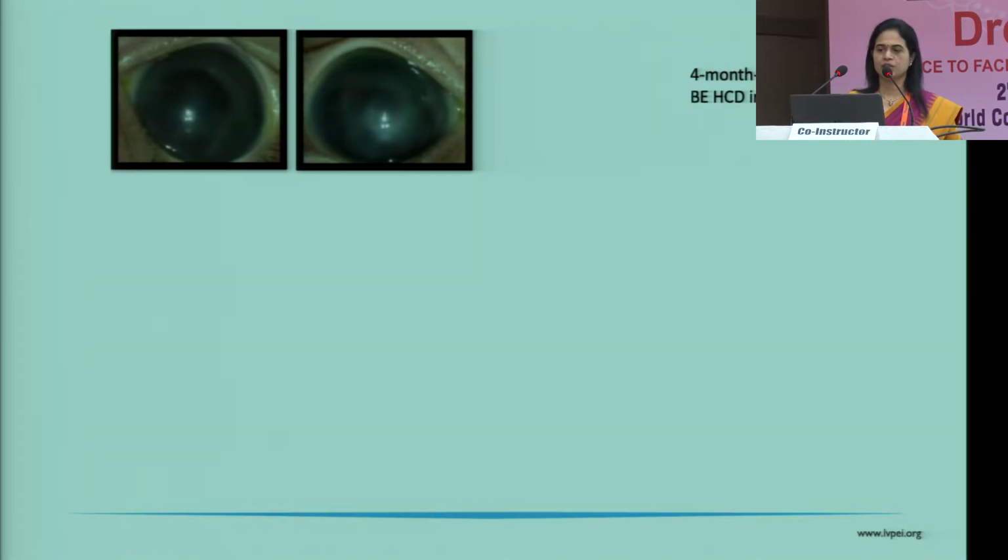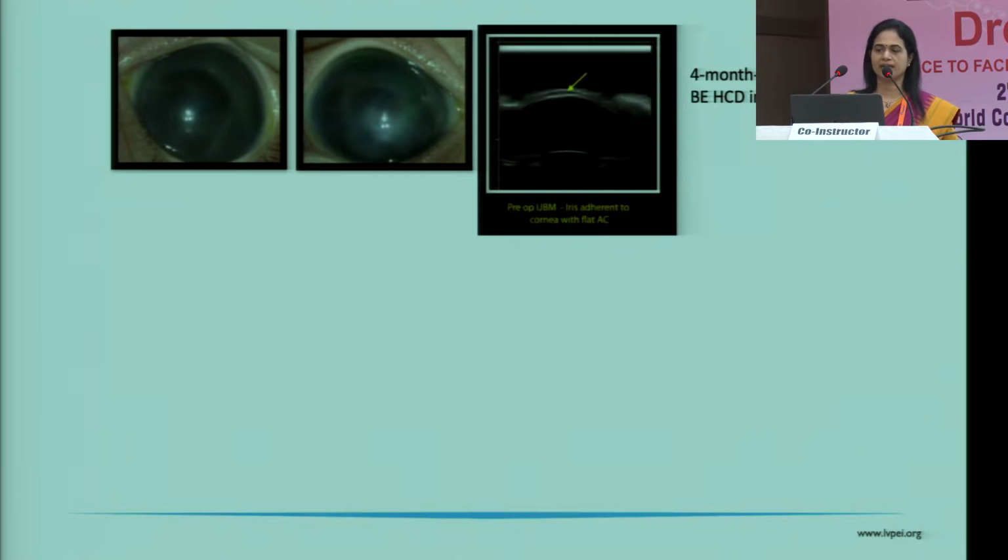This was a 4-month-old child, again presented as congenital glaucoma. Everybody has enlarged corneal diameter, some of them have Haab's striae, and when we did a UBM, there was no gap between the iris and the cornea. The entire iris was stuck to the cornea, and what you're seeing here posteriorly is the lens. On a cursory examination, it looks as if there's a deep anterior chamber, but that's because the iris is stuck to the cornea.